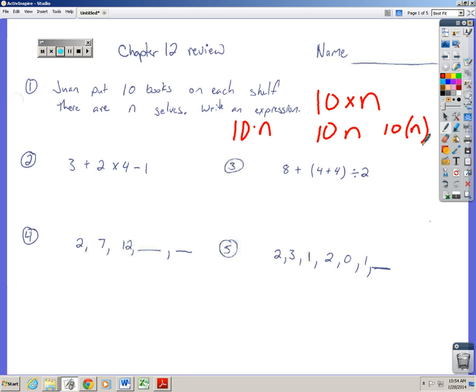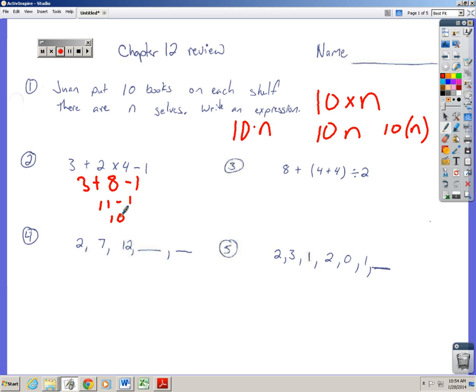Next, we're going to evaluate some expressions. Please excuse my dear Aunt Sally. 4 times 2 is 8. 3 plus 8 minus 1. 8 plus 3 is 11, minus 1 would give me 10.